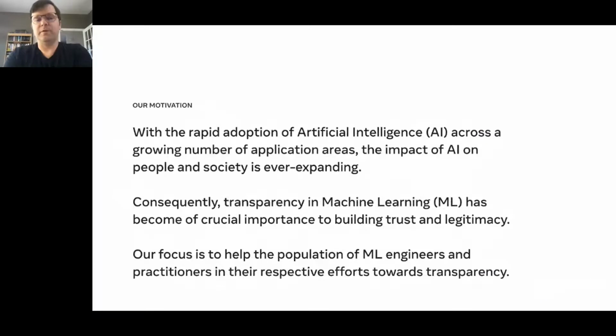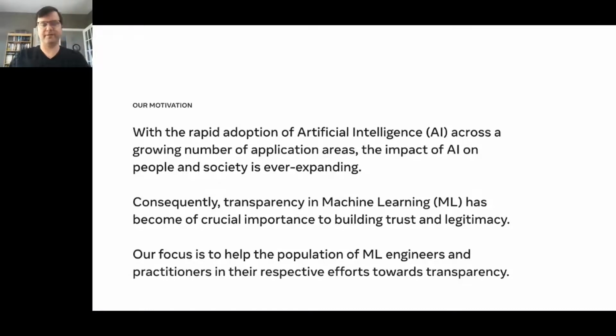So our motivation for this is we've seen a rapid adoption of AI across a lot of different application areas, and the impact of AI on people and society is ever expanding. As a result, transparency in machine learning has become very critical to building trust and legitimacy. Our focus is to help the population of ML engineers and practitioners improve the transparency of their models.